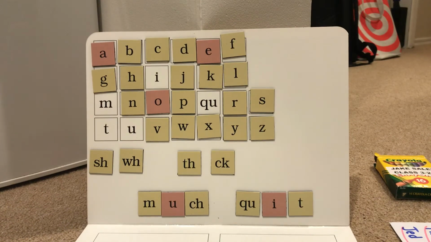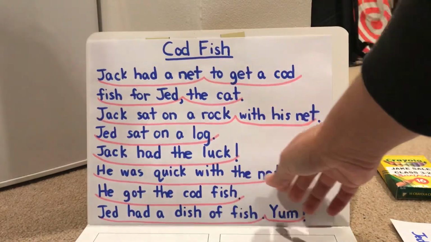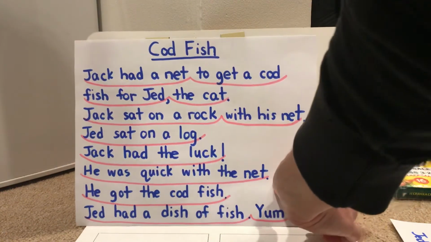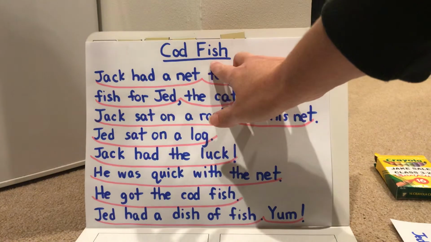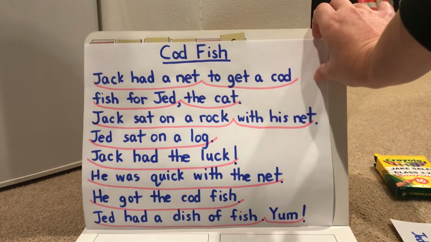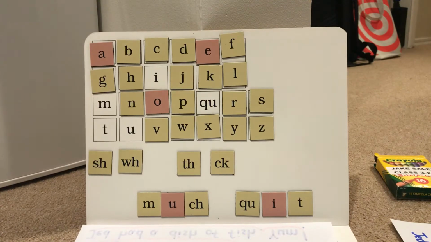Now we're going to read a story. So I'm going to show you the story, and I want you to look at the title of the story. The title says Codfish. Okay, now I'm going to put it down because I want you to think about what the story is going to be about with the title Codfish. What do you think? What could that story be about?